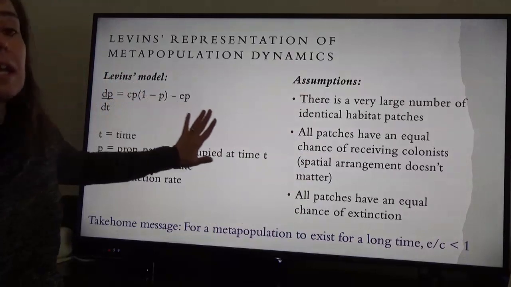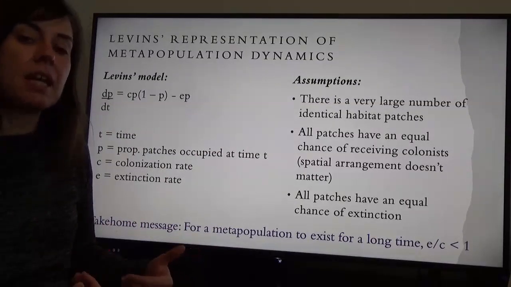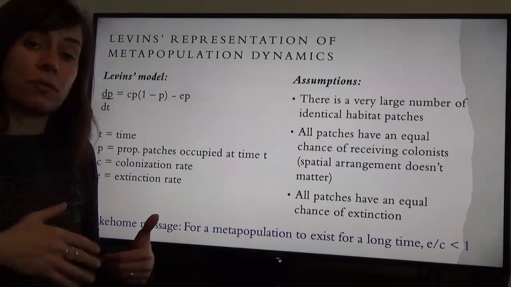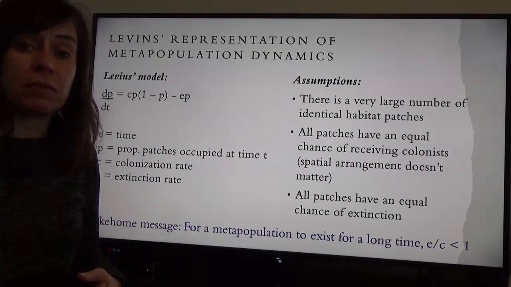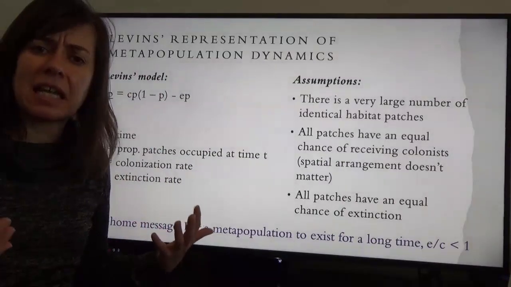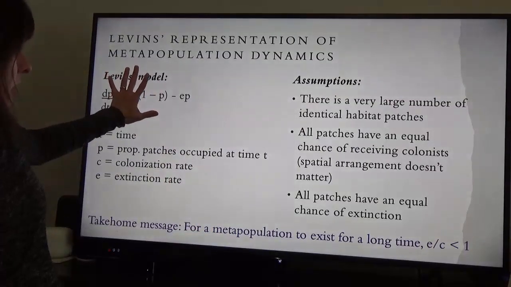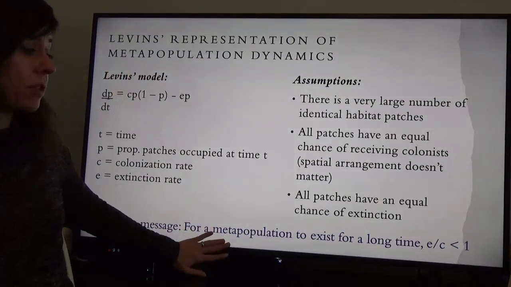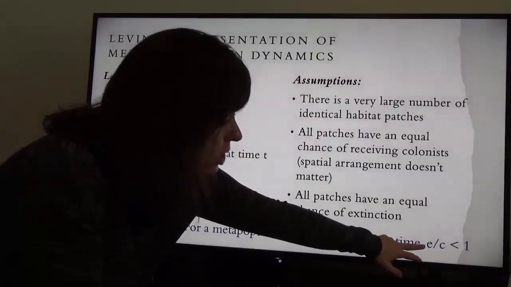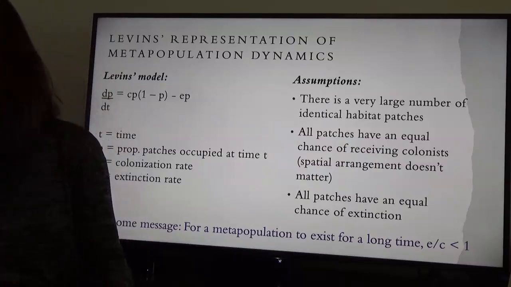And this model has been incredibly useful for understanding the dynamics of populations in the landscapes, and for predicting or anticipating the impacts of habitat fragmentation driven by humans on populations of different species. So this has been an invaluable step forward in our understanding of how a fragmented landscape functions, okay? But the take-home message from this particular equation is that for a metapopulation to exist for a long time, so for that population of populations to exist through time, your ratio of extinction to colonization has to be less than 1. So your colonization rates have to be higher than your extinction rates, okay?